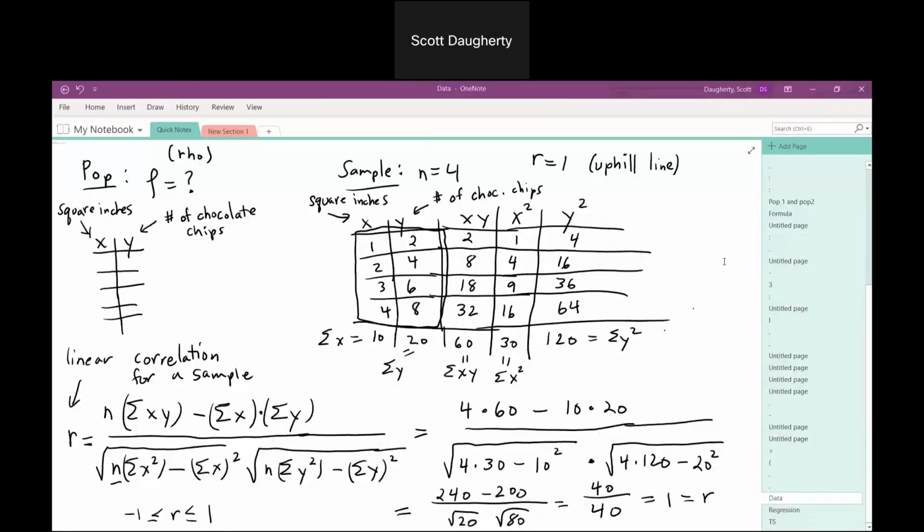Okay, so let's go ahead and get started. Today I'm going to look at section 10.2, which is on what's called the regression line.